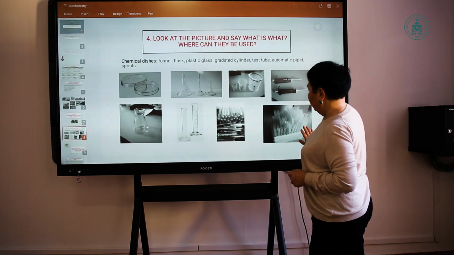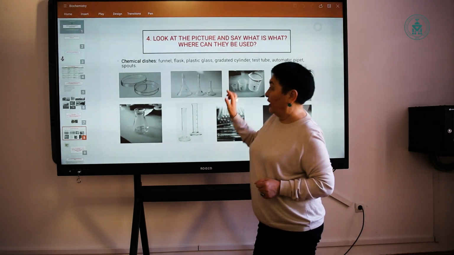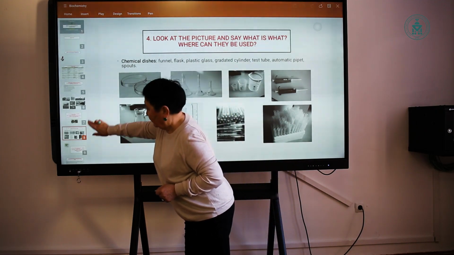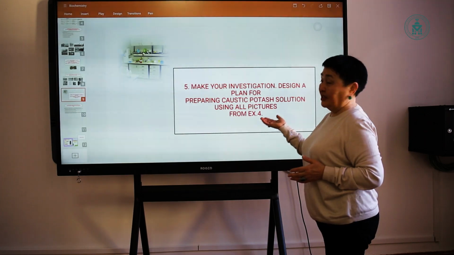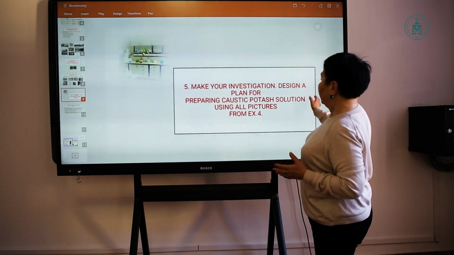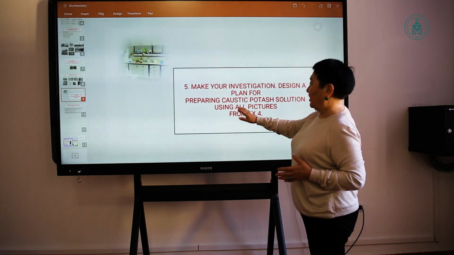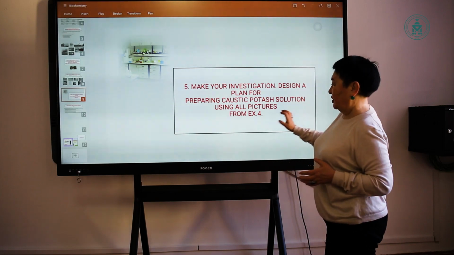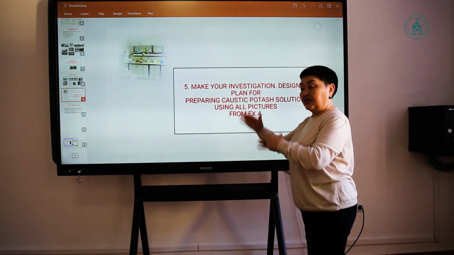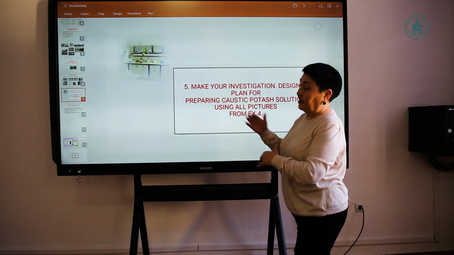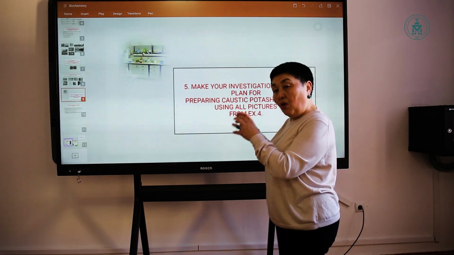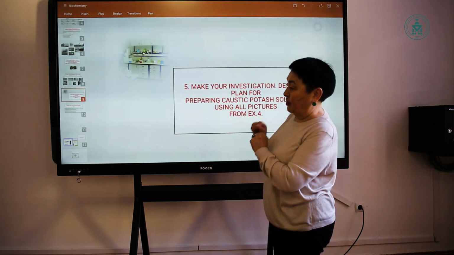You see, all of them are different. But how and when should we use them? They consolidate their use. As for task number 5, students should make an investigation, design a plan for preparing caustic potash solution using all pictures from exercise 4. As you see, all tasks are connected, and the purpose is to consolidate all the vocabulary.